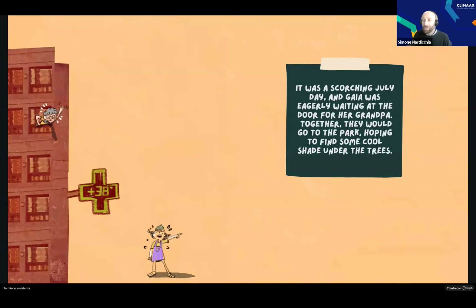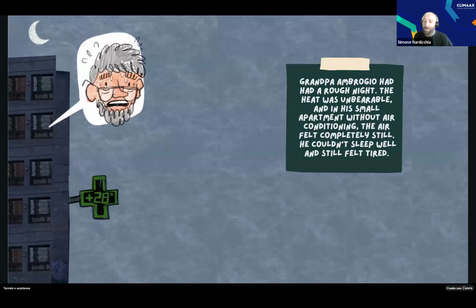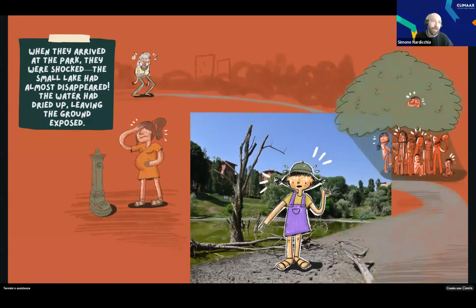I translate into English because our version is in Italian. As you can see, we describe a summer day in which Gaia is waiting for the grandfather to go to the park to find some cool shade under the trees, and the temperature is 38 degrees. The night before was very hard for Ambrogio, 28 degrees in the middle of the night, and he couldn't sleep well and is still tired. But when they arrived at the park, they were shocked because something had changed in the park landscape.